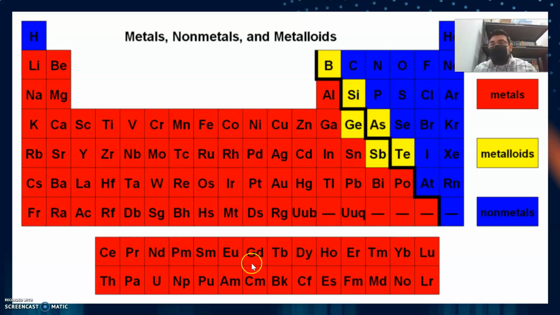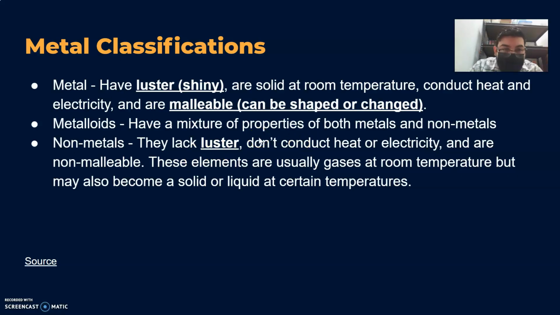So this is exactly what I mean. To the left, all of this red is metal. To the right is all non-metals, and then hydrogen, of course, flops back and forth, so it's a non-metal, and then metalloids right here in the middle. To classify this, metals have luster, which means they're shiny. They reflect light. They are also solid at room temperature. They can conduct heat and electricity, and are malleable. Malleable just means it can be shaped or changed. Think of it like Play-Doh or something like that.